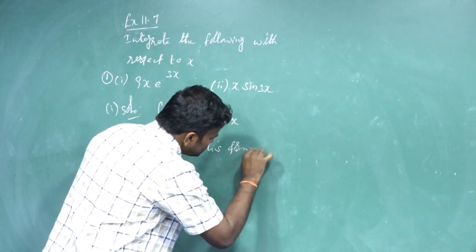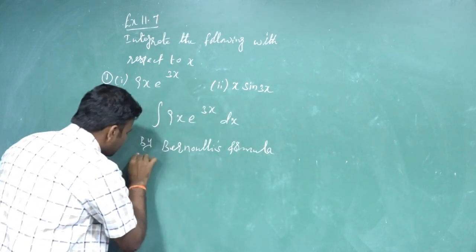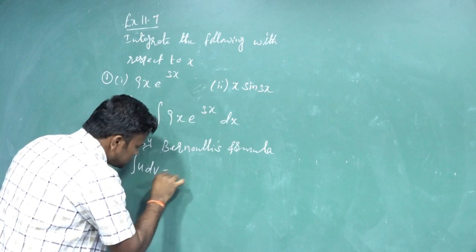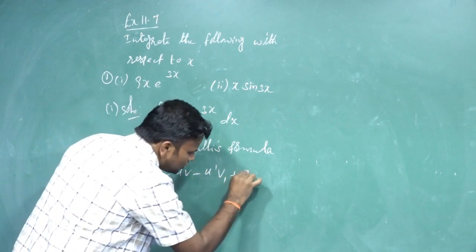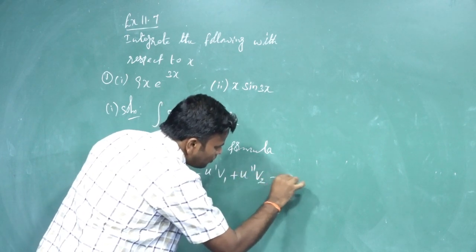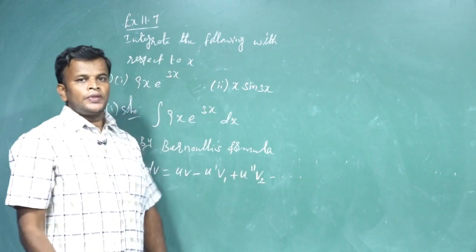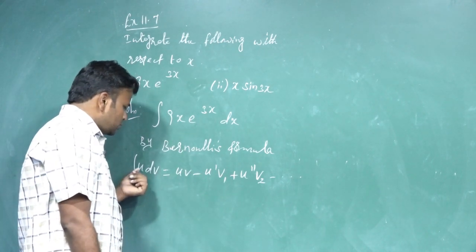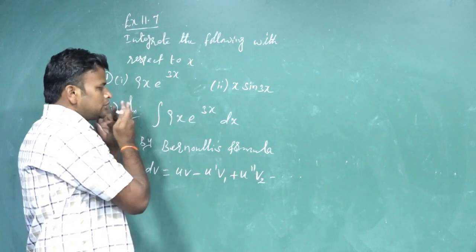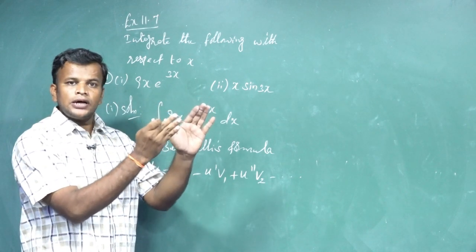By Bernoulli's formula, integration of u dv is equal to uv minus u dash v1 plus u double dash v2 minus etc. is going on. It is important to take the value of u. What is the LHS? Integration of u dv.